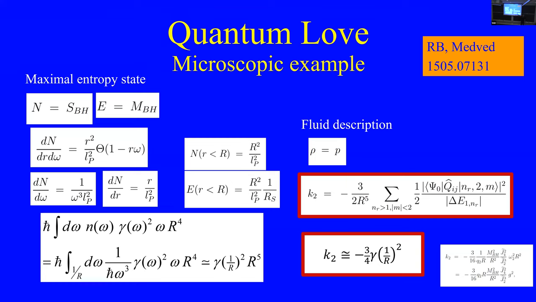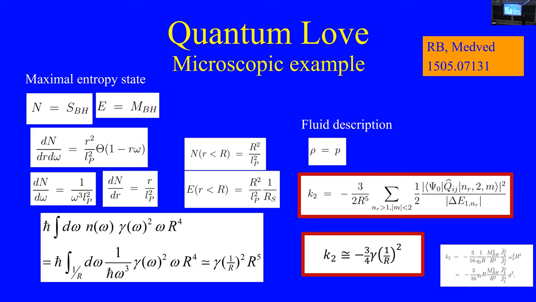Remember, gamma of omega is the quadrupole moment for a given energy. And this gamma comes out to be this quantity, which is the small parameter, but not microscopic, it is small. And the r to the 5 gets divided by the definition of K2. And so we get something that is order one, but smaller than one. Again, I don't want to push that too much, but it's just an example of how this works.